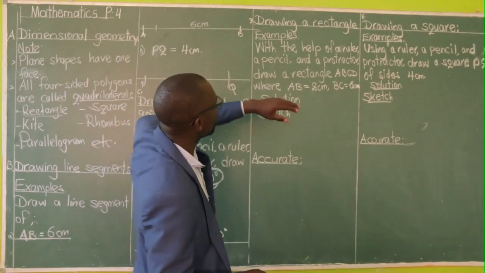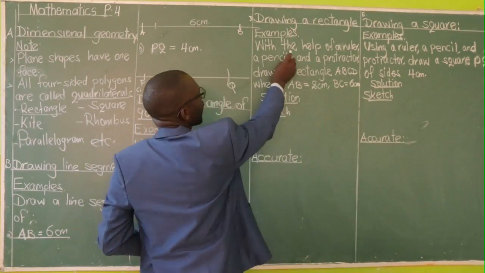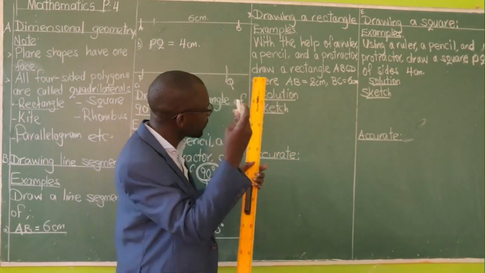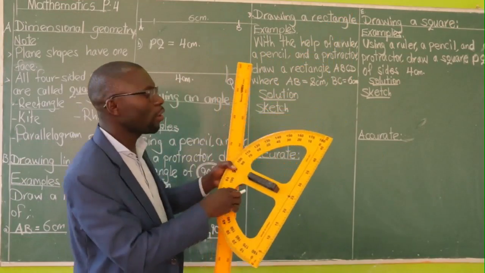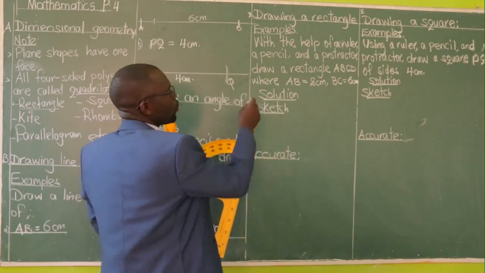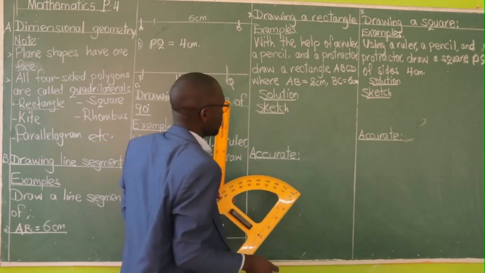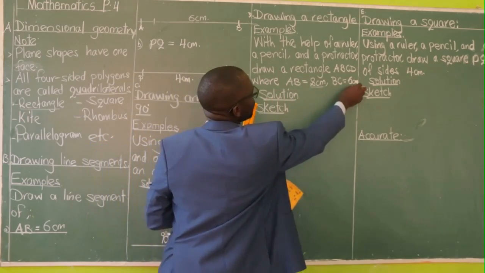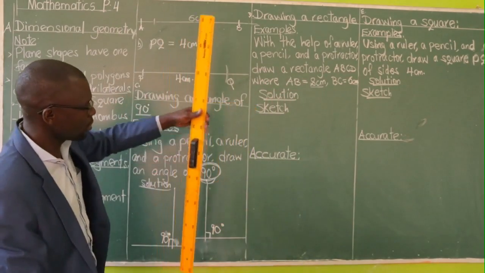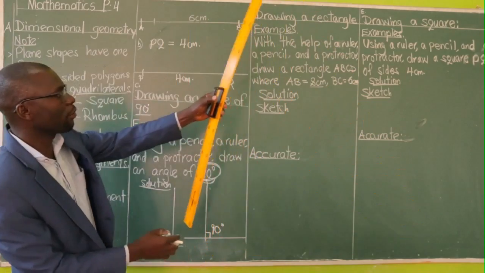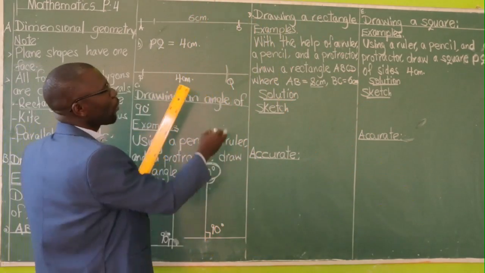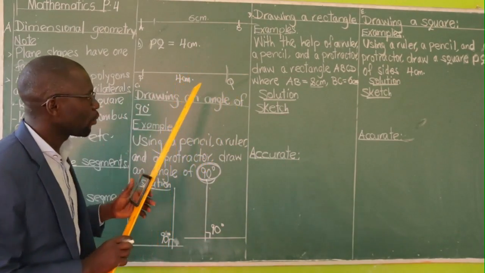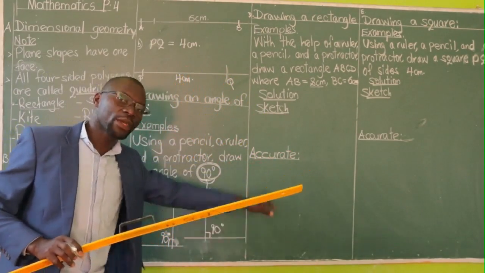Now we have an example here, drawing a rectangle. With the help of a ruler is here, a pencil is here, and then a protractor. All our instruments are now here that we have to use. Draw a rectangle ABCD, where AB equals 8 centimeters, BC equals 6 centimeters. Centimeters, we get them from the ruler. And when we are going to draw, we have what we call a sketch. A sketch will guide us on how to draw an accurate rectangle.